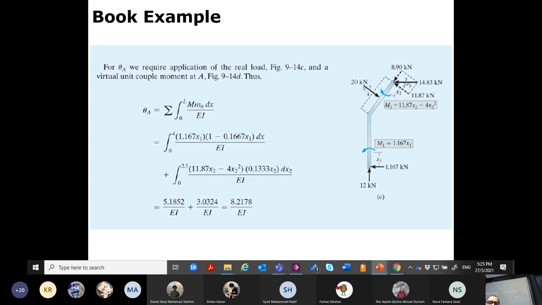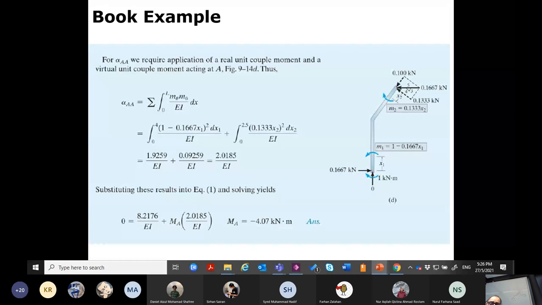So this column 1.16, right? And this is from the previous, from here, 1 minus, right, for column. This is M1, this equation. So why 1? Because the applied moment is 1. So at any point, distance x1, this will be 1. It is clockwise, so it is anti-clockwise. So 1 minus 0.1667, right? So that at any distance, that is the moment equation for this column M1.